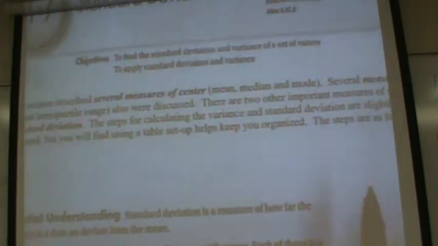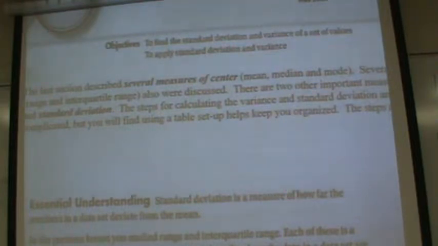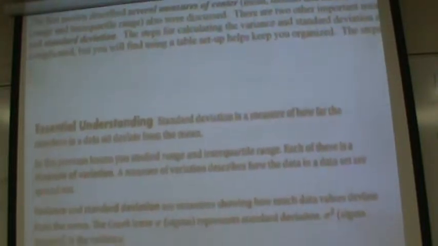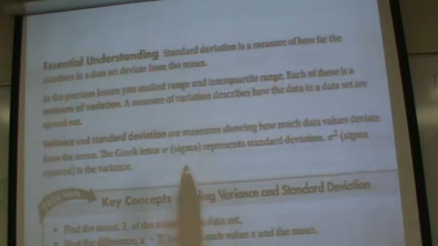Well, there's 2 more measures of spread. One is called variation, variance, and standard deviation. Okay, the variance and the standard deviation is what we are going to concentrate on today. So what is measure of variation? It describes how the data is spread out. Variance and standard deviation are measures showing how much data values deviate from the mean. So how it's spread out from the mean.